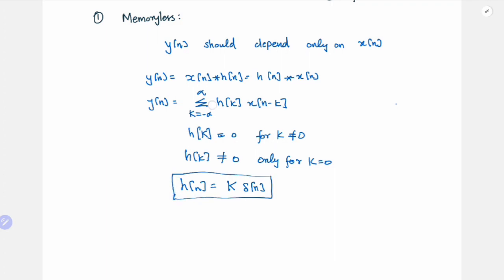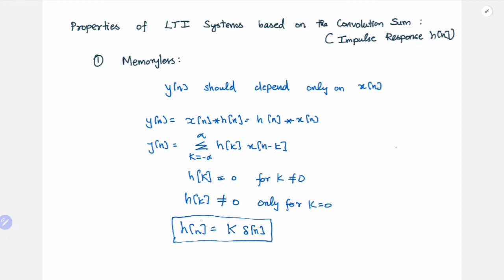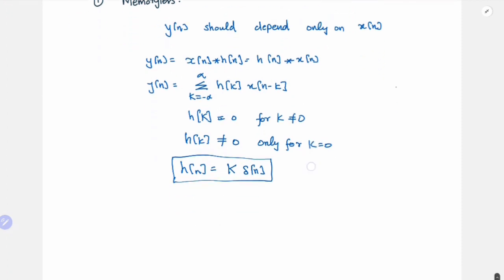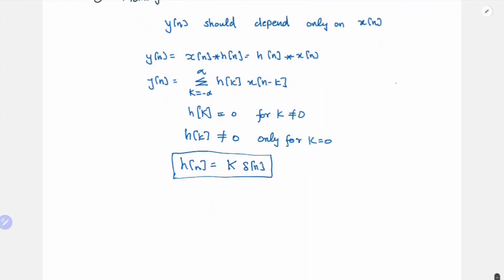So if the LTI system should be memoryless, then its impulse function should be of the form k delta of n, right? And again you can observe that x of n convolved with delta of n is nothing but, you just need to replace this with delta of n. So it will give you x of n itself. And if you have a factor k, here also you will have a factor k. So this is again a special property of the unit impulse function. So next, let us see the invertibility property.